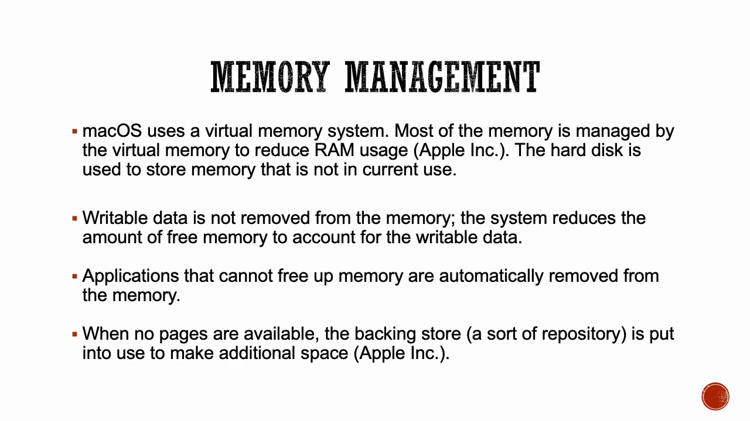macOS takes advantage of the virtual memory system, and this is used because what macOS does is reduce the amount of RAM that's used. Any memory that's not in use is stored in the hard disk. Writable data cannot be removed from the memory. The system simply reduces the amount of free memory and it's accounted for with the writable data. Applications cannot free up memory or automatically remove it from the memory. If there are no pages available, the repository is put into use to make additional space.